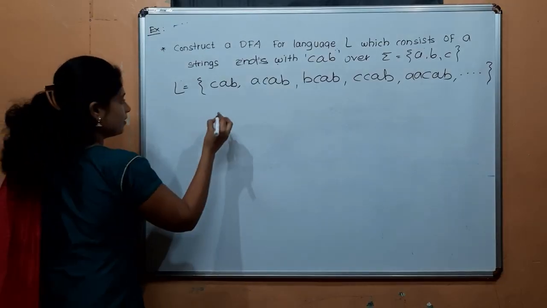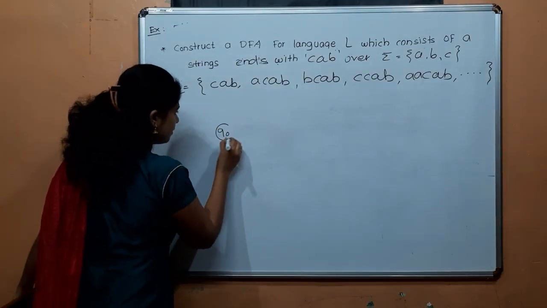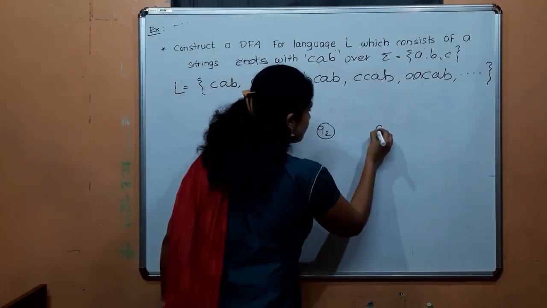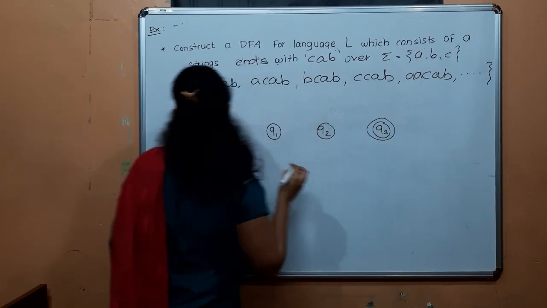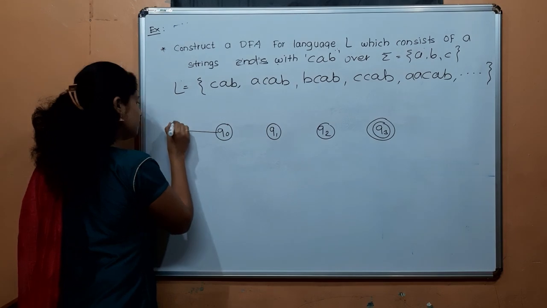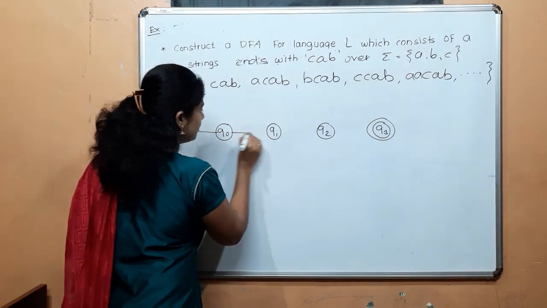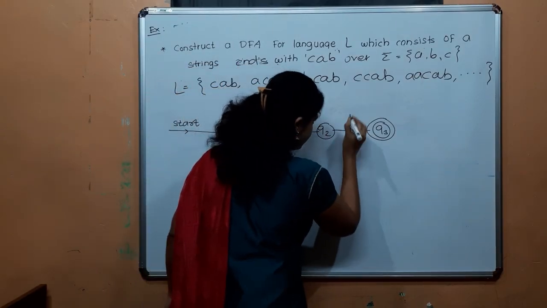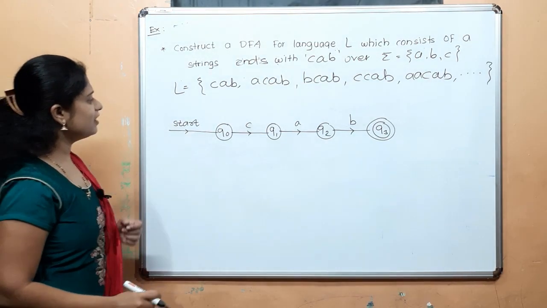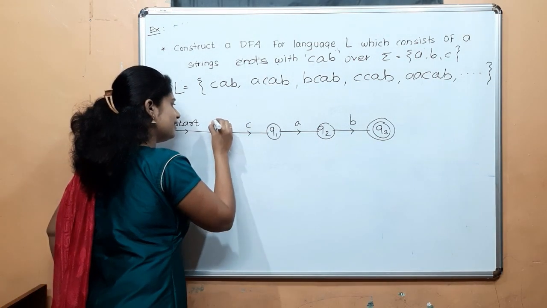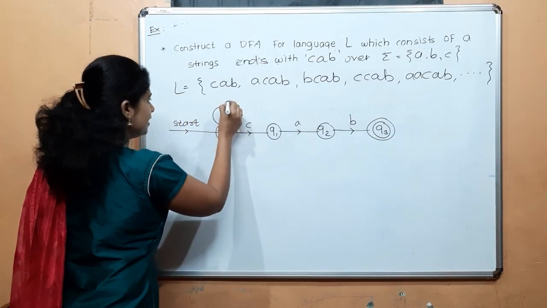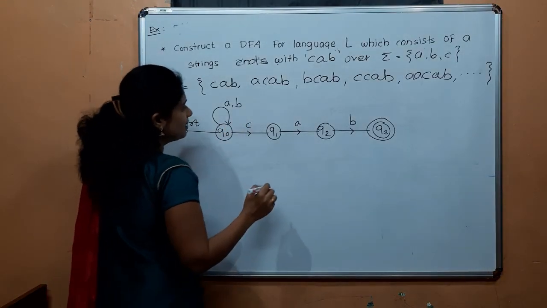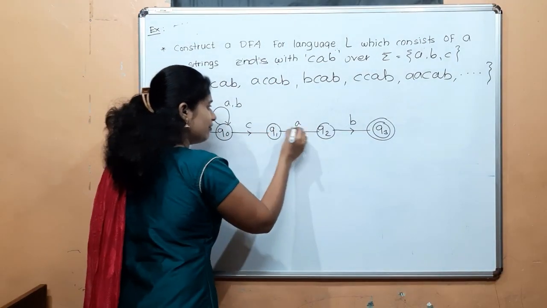So, draw here 4 states: Q0, Q1, Q2 and Q3. Q3 will be our final state. Start, C, A, B. C, A, B. Now see here, this string ends with CAB. Then it starts with either A or B or C, but C is already given. Now see here, if the string ends with CAB, then A will be already given.